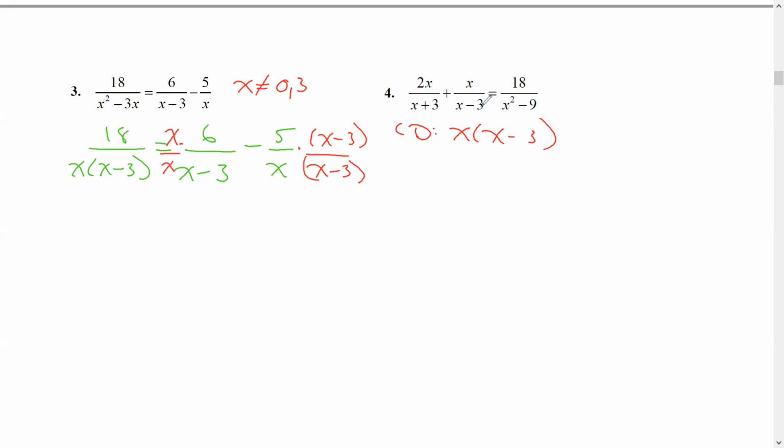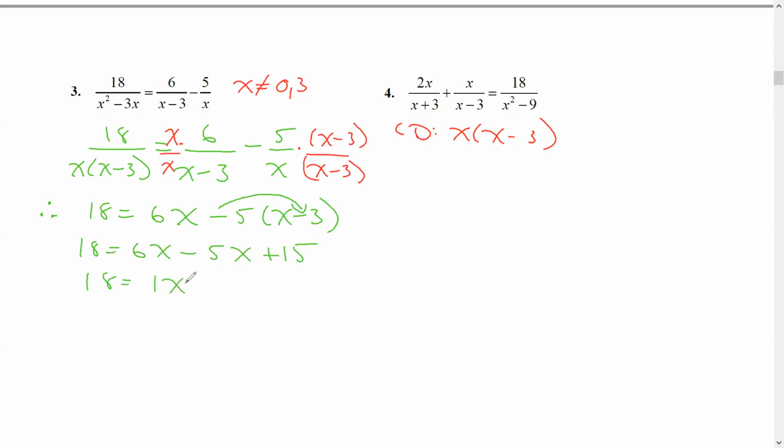If it's an equation and I have a common denominator, that means the numerators must be equal. Therefore, 18 is equal to 6x minus 5(x minus 3). And from here, slowly just start simplifying. It's a subtraction. So remember my warning from the other day, make sure you distribute that negative. So it's plus 15.